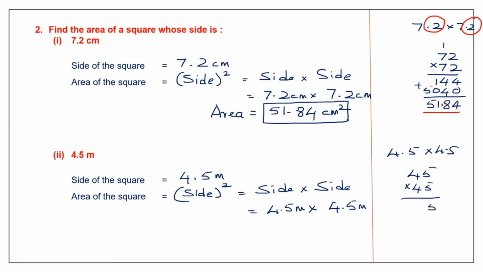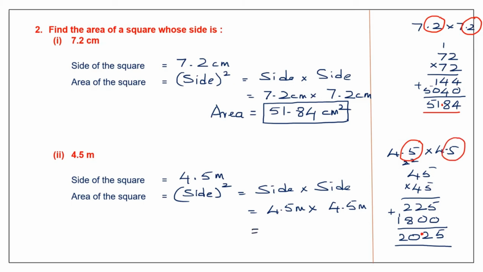5 fives are 25, carry 2. 5 fours are 20 plus 2, 22. Second step, 4 fives are 20, carry 2. 4 fours are 16 plus 2, 18. Now let's add this up. 5, 2, 2 plus 8 is 10, carry 1, 2, 2025. Go back to the question, check the number of decimal places, 1 plus 1, 2. So our answer also should have 2 decimal places.